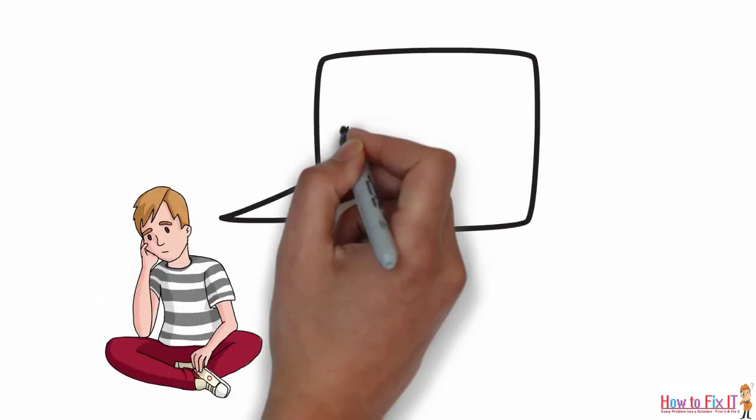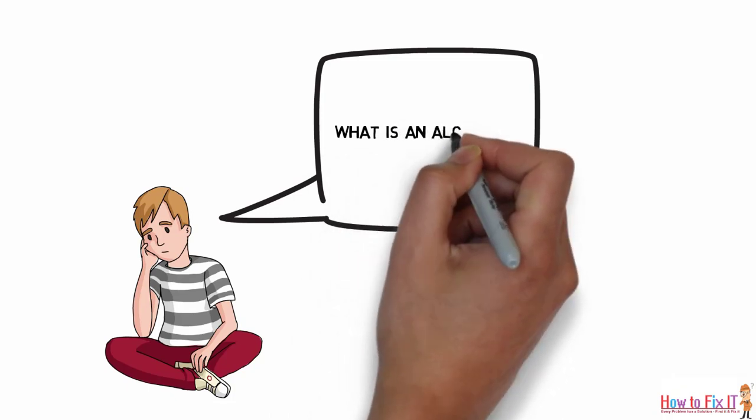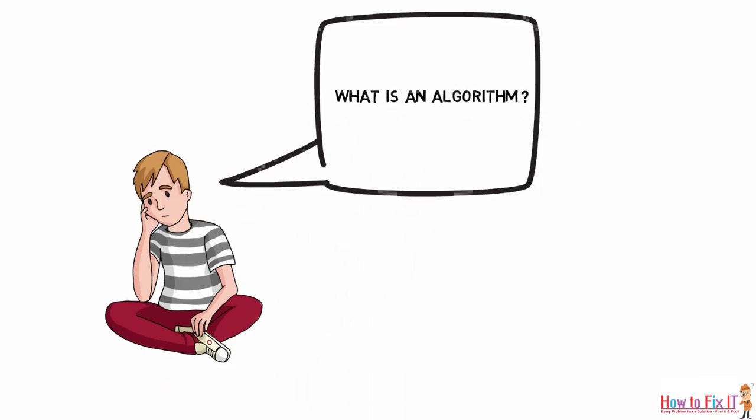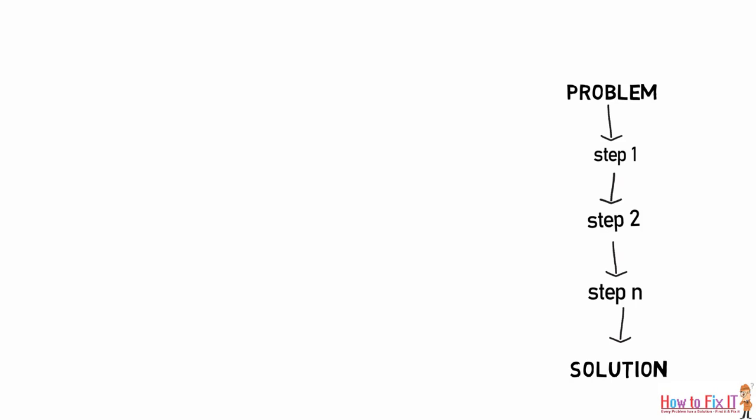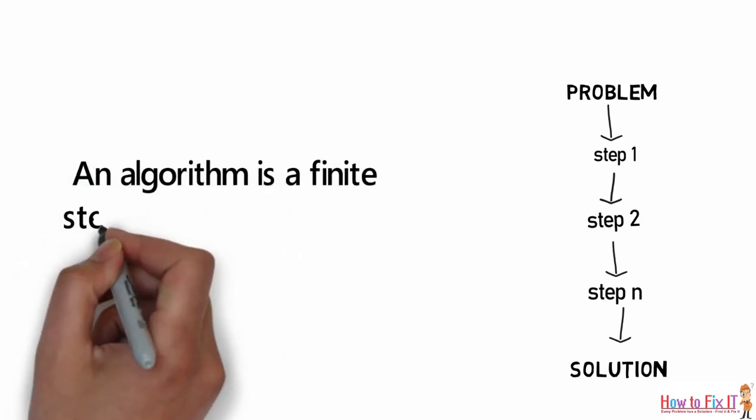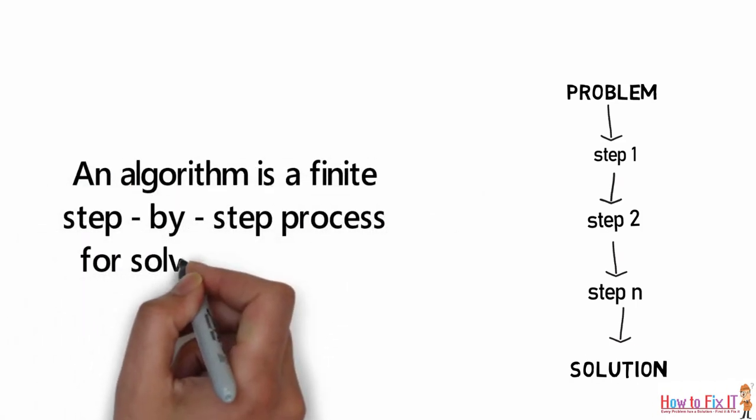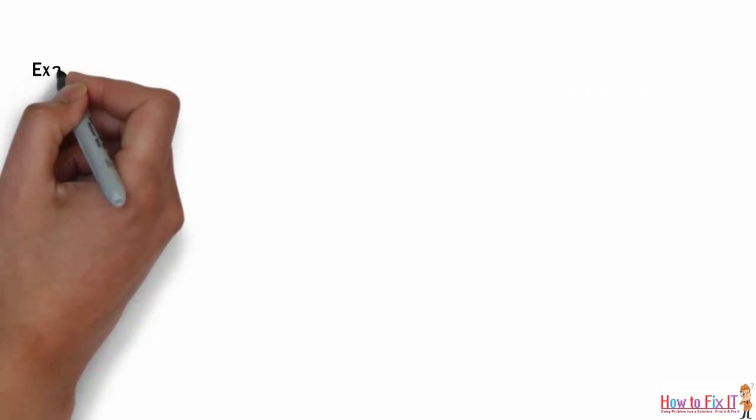Hi friends, in this tutorial, you will learn what an algorithm is. An algorithm is a step-by-step process for solving a problem. Let's look at an example of an algorithm.